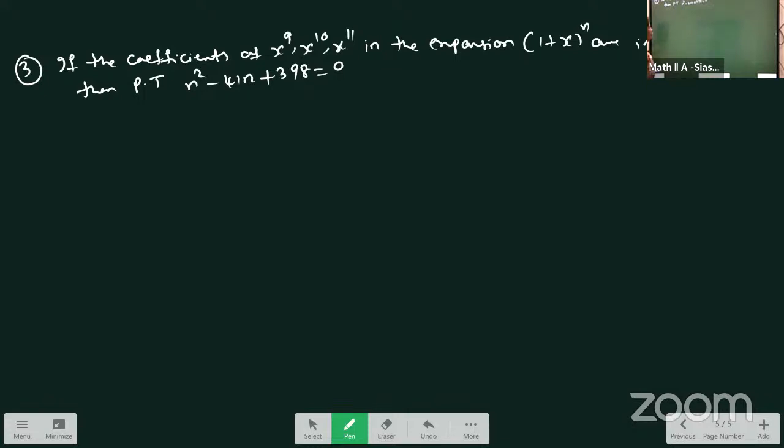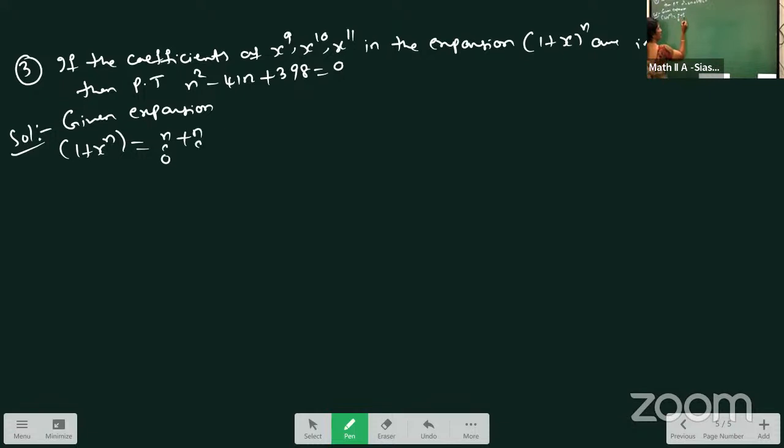Here again, what condition is given? The three coefficients x power 9, x power 10, x power 11 are in AP. So based on this concept, we have to go again. Given expansion is 1 plus x whole to the power n. If we expand this, what do we get? NC0 plus NC1 into x plus NC2 into x square plus NC3 into x cube plus so on.